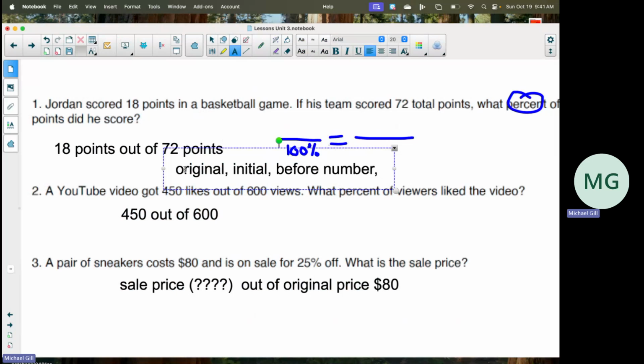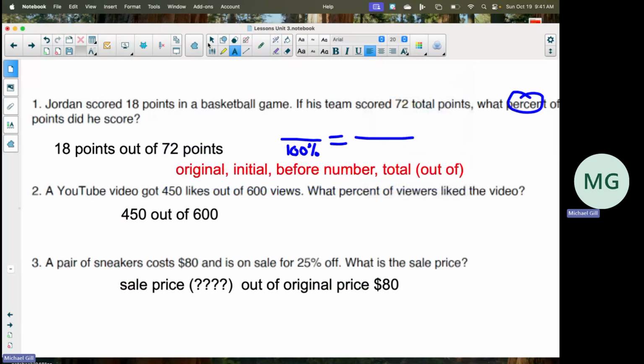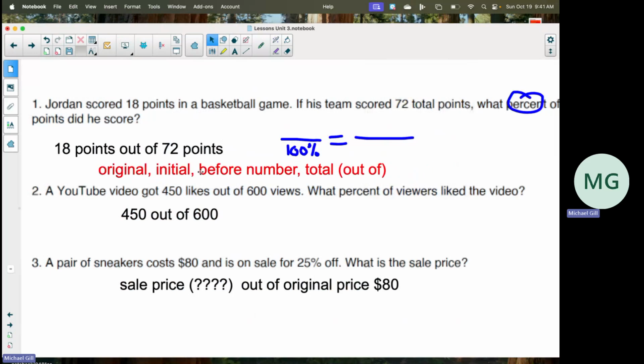If there's a total number, that's sort of the out of, and I'll give you an example of above. Jordan's points are 18 points out of a total of 72. So the 72 would be the 100% number. That's all I can think of off the top of my head. Let's make that red so we know it's not part of the problem. That's probably where the kids are struggling the most, figuring out which number is the correct number to match up.